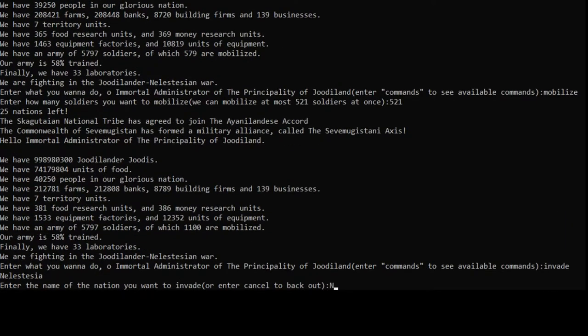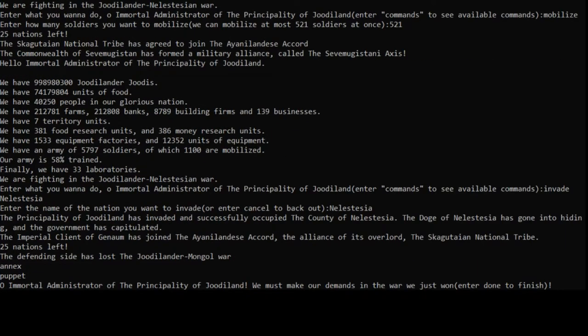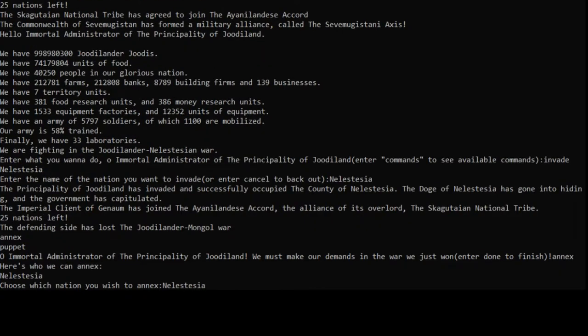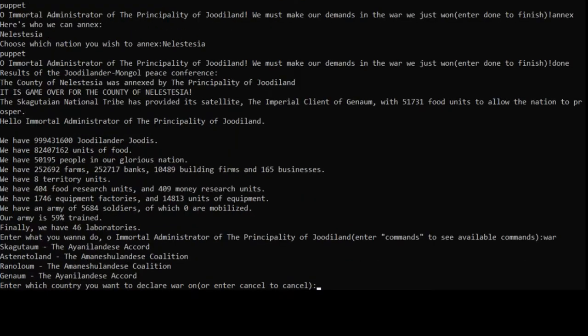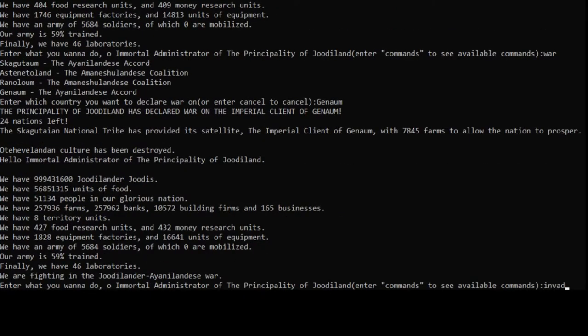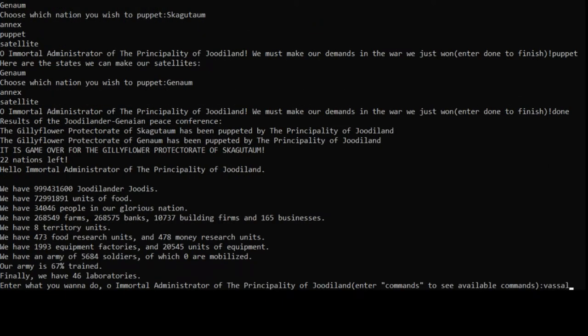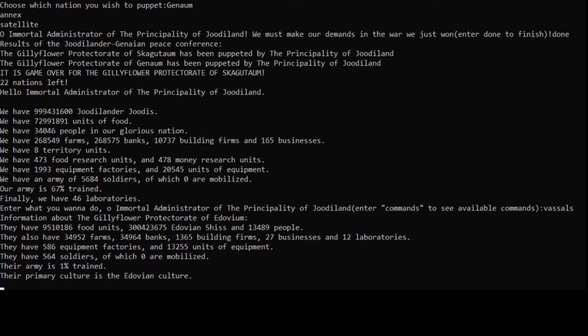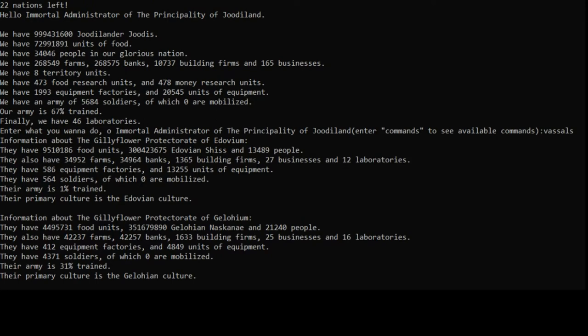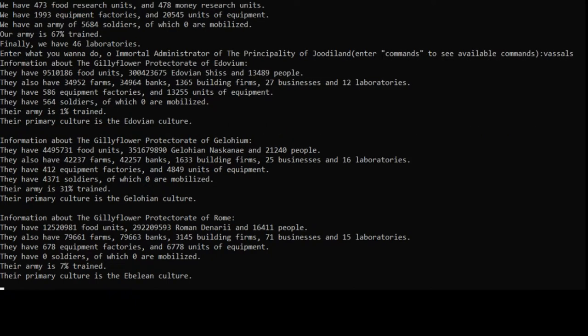Invade Nelestesia. Okay. Annex Nelestesia. Done. War. Invade. Okay, now let's annex a bunch of people. Actually, I'd rather puppet them. You can also enter vassals and actually see all the information about them. So you'll have pretty good stuff.